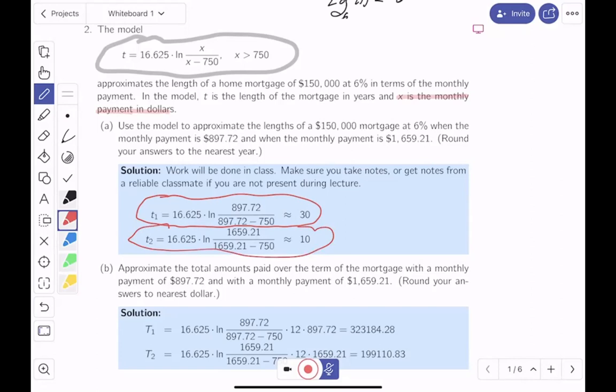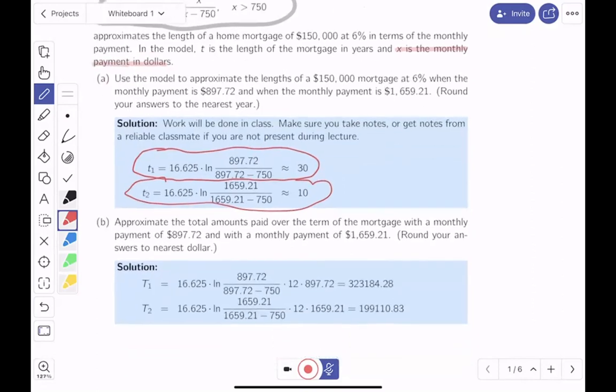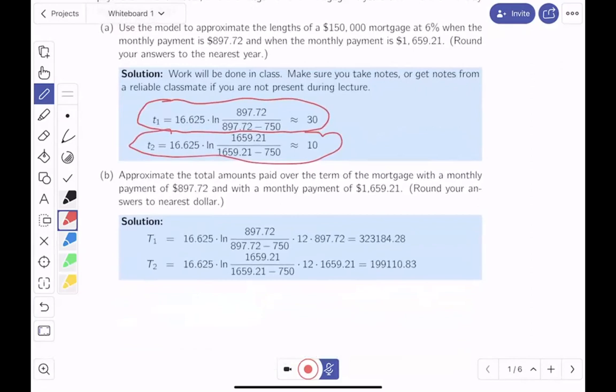All right. So let me look at B. B doesn't look too difficult. So it's approximately the total amounts paid over the term of the mortgage with a monthly payment of $897.72. Now, granted, I realize this may be overkill for you, and for some students it is. And again, I'm not opposed to it. If you took this number here, though, right, and that's going to take 30 years, right? So what would that be? That would be 897.72. You're doing it monthly, 12 months per year times 30 years.